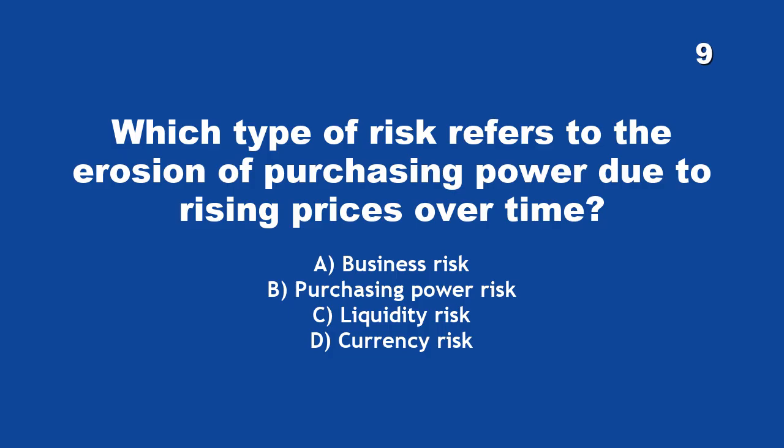Which type of risk refers to the erosion of purchasing power due to rising prices over time? Option A, business risk. Option B, purchasing power risk. Option C, liquidity risk. Option D, currency risk. The correct answer is B, purchasing power risk.